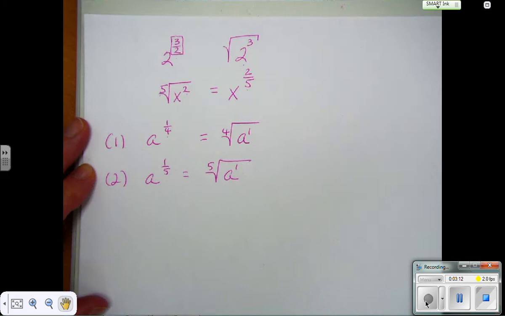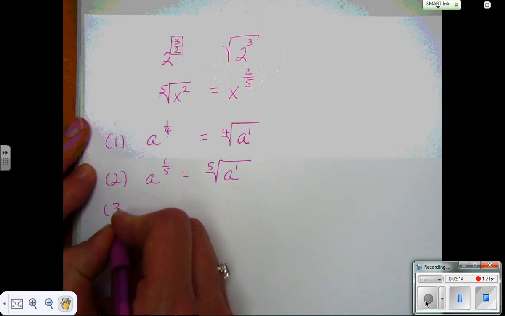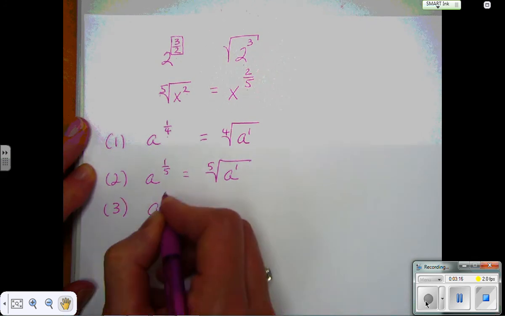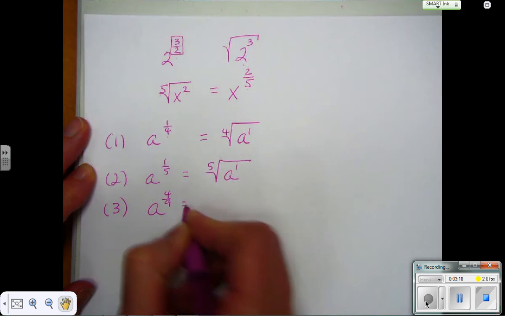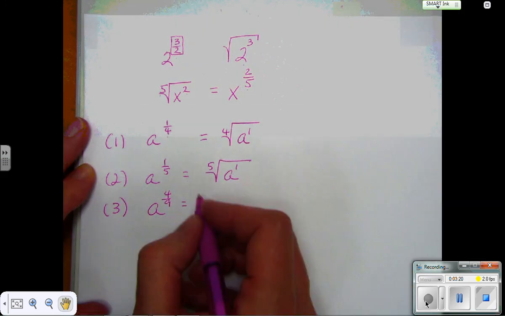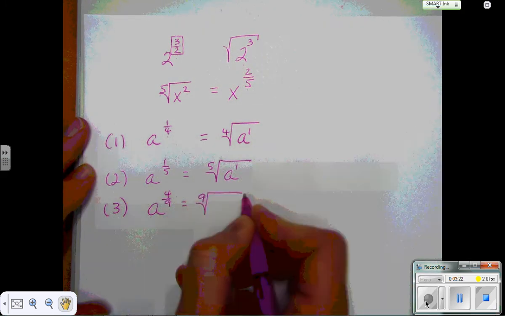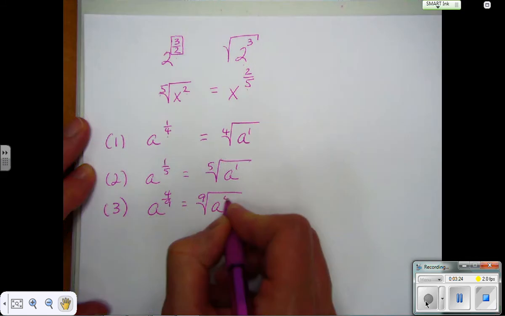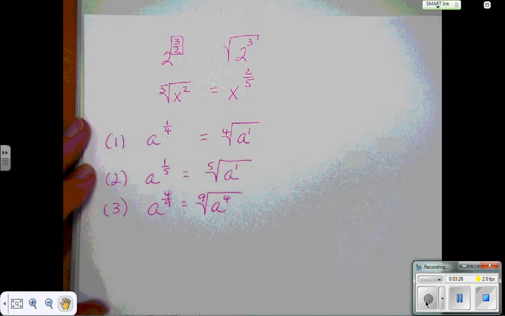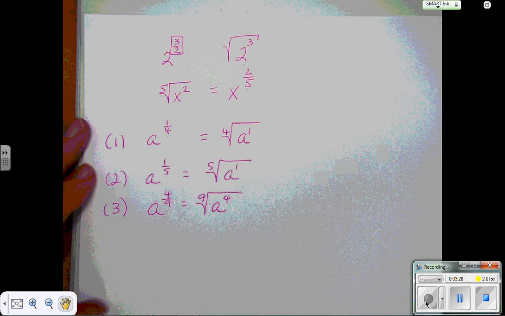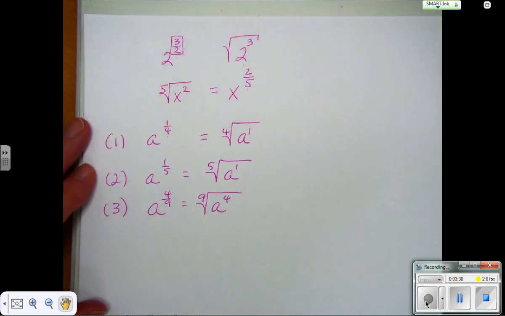So look at number 3. Number 3, a to the 4 over 9. So written in radical form, 9 is your index of your root. The 4 in the numerator is the power. So let's look at the next part. Change each of the following into rational form.